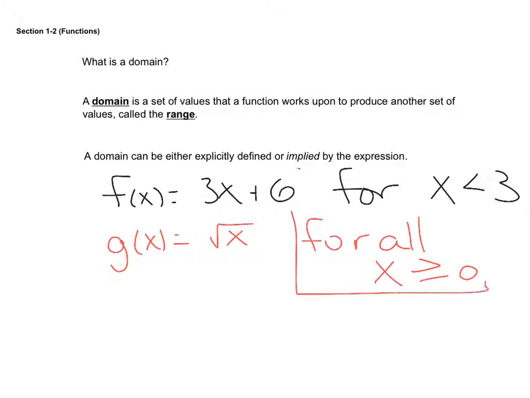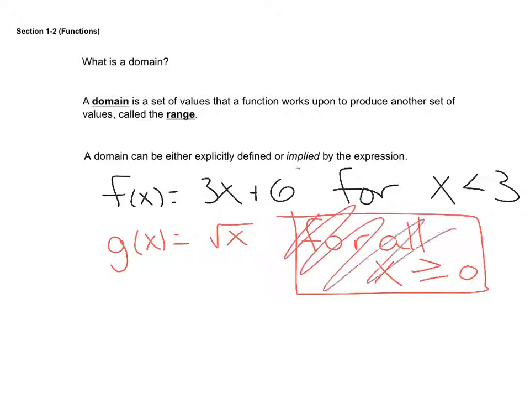Notice that the stuff that I'm putting in the box right now is not written. This is not written. All you have is g of x equals the square root of x. So you know that the domain for this is all x's greater than or equal to 0, because you can't have a square root of a negative number.